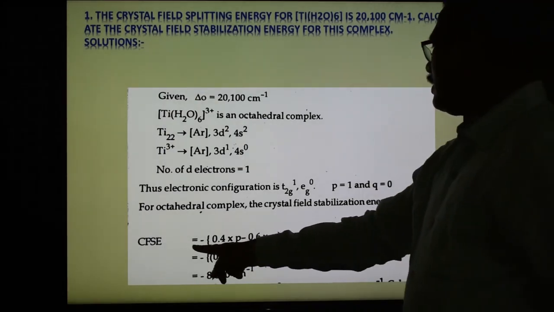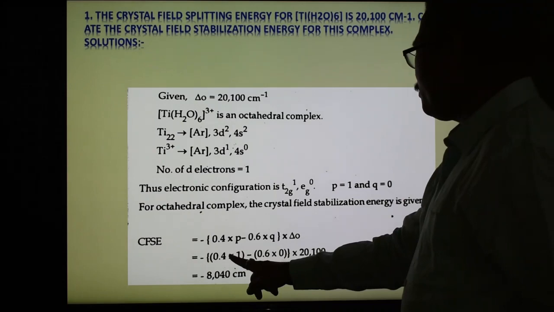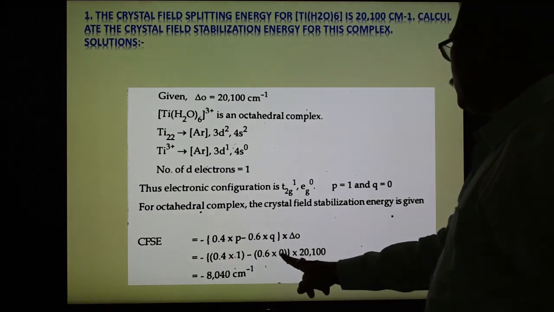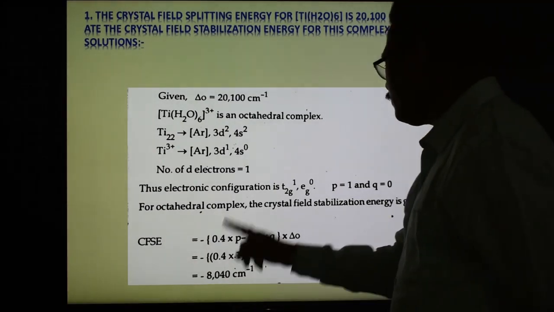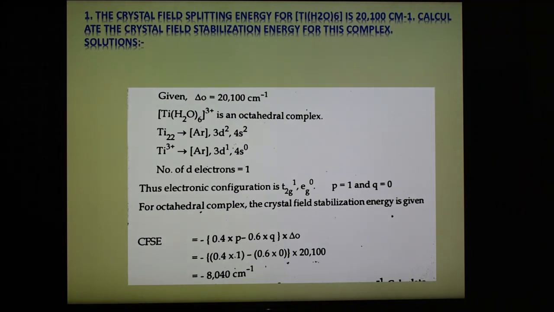So we can write the equation. Substitute the values of P, 1 electron, and Q, 0. The delta value is given. After calculation we get this value of CFSE.